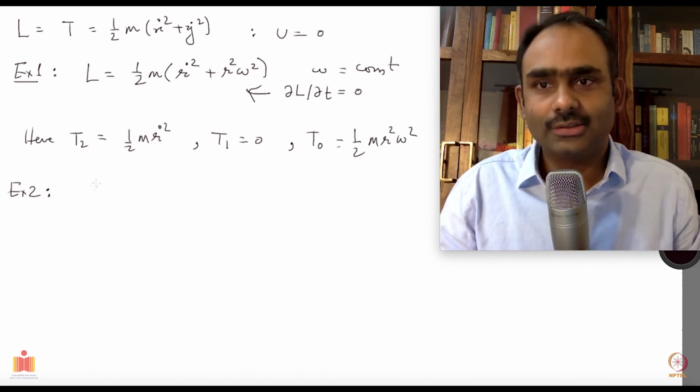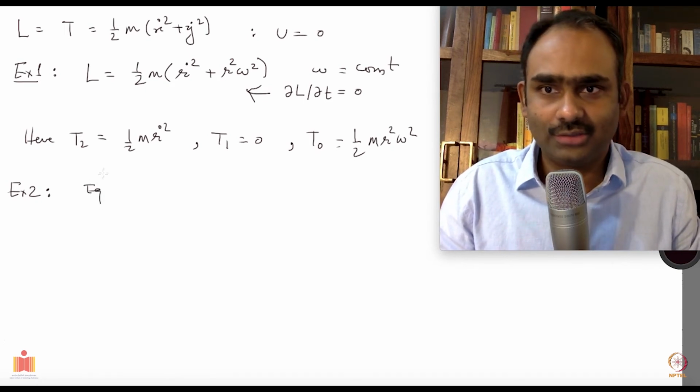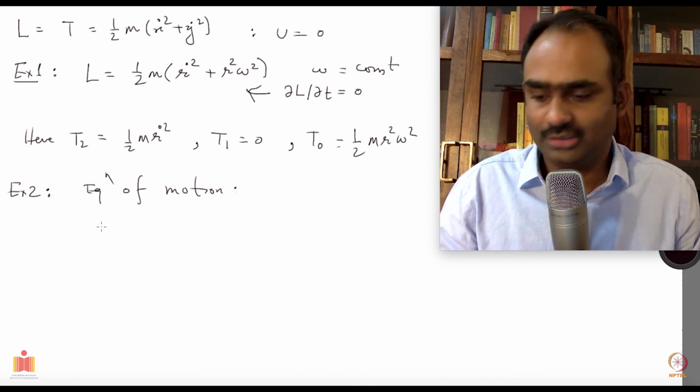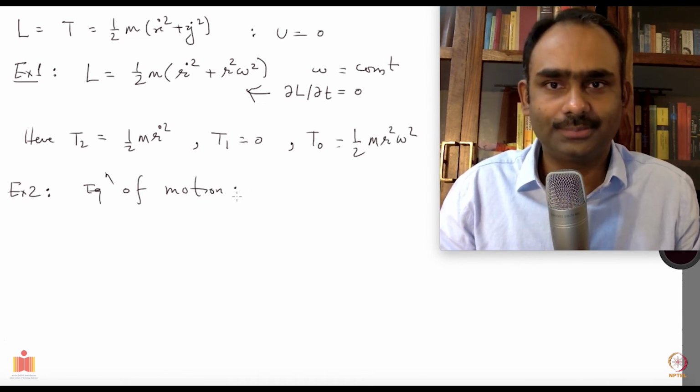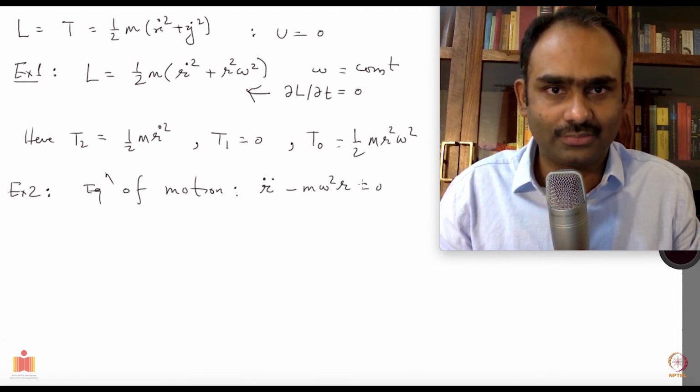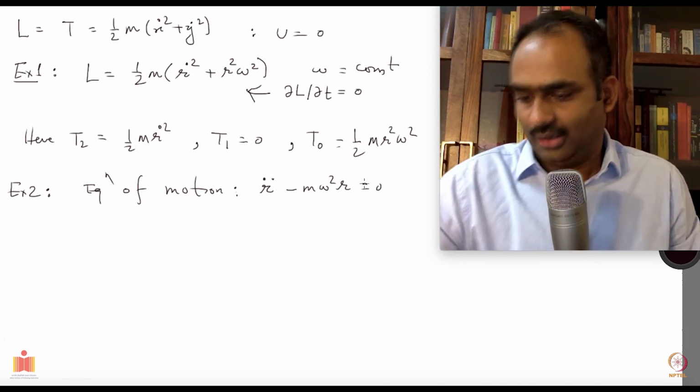Okay, so you please find it out, and the equation of motion, use your Euler-Lagrange equation and get the following. Equation of motion should be r double dot minus m omega square r equals 0.